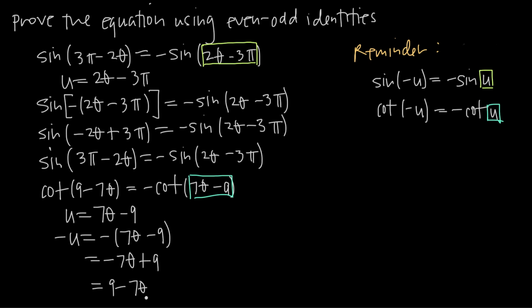That's the same thing. Now, if we plug everything back into our even-odd identity, we get cotangent, starting here on the left-hand side, cotangent of negative u. Well, we already found that negative u was 9 minus 7 theta, so we get cotangent of 9 minus 7 theta is equal to, on the right-hand side, negative cotangent of positive u. Well, we said u was equal to 7 theta minus 9, so 7 theta minus 9. And what you can see is that we've gotten back to the original equation that we started with, and since they match, we've been able to use the even-odd identity to prove that this equation is true.